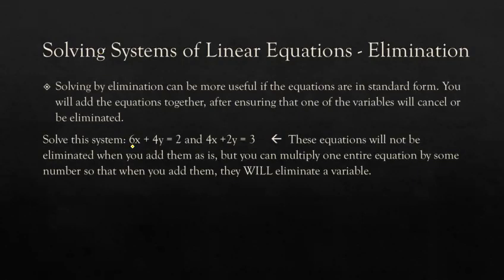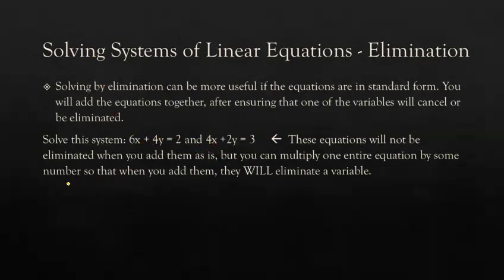If we were to straight add these equations, we would have 6x plus 4x is 10x, and then 4y and 2y is 6y. I would not have eliminated either variable, and that's what I'm trying to do. So this problem would best be done if we multiply one entire equation by some number so that when we add them together, they would eliminate a variable. Because both of these are positive, we definitely want to use a negative number. But even then, these numbers are not equivalent.